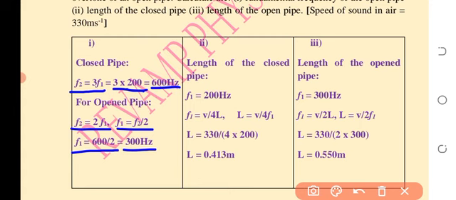And that is what we used here to get the fundamental frequency of the open pipe. That is, we use 600 divided by 2, because the second harmonic frequency, which is the first overtone frequency for the open pipe, is also 600. Dividing that by 2, we have 300 Hz.